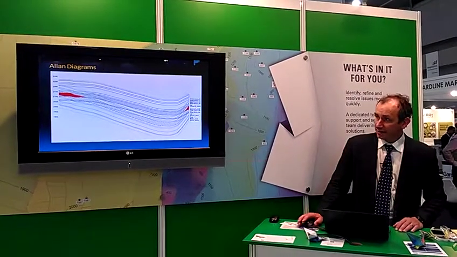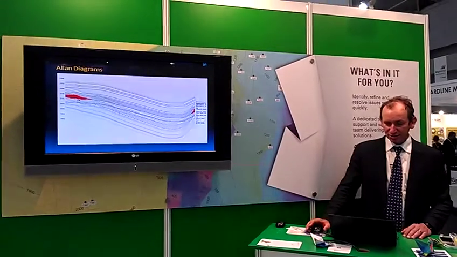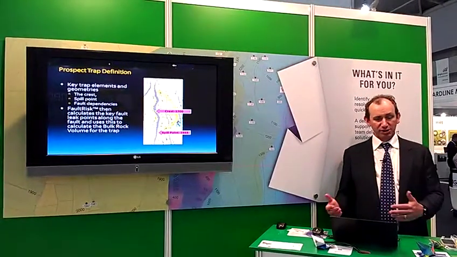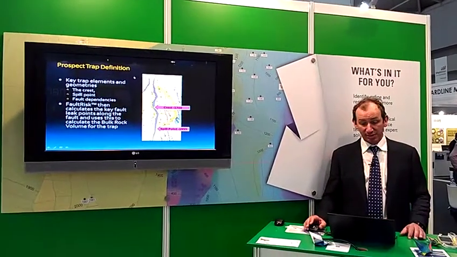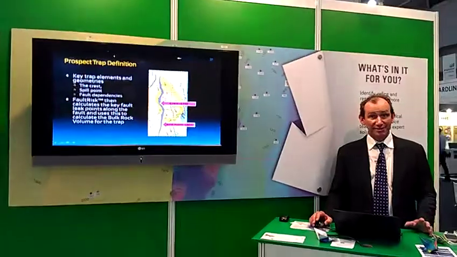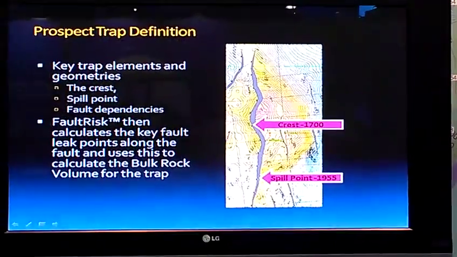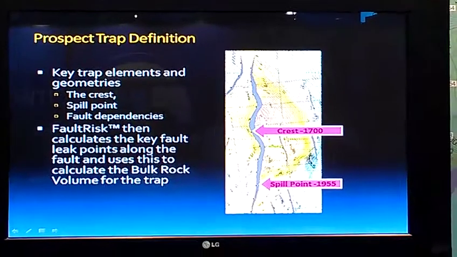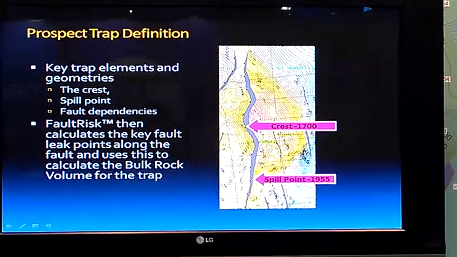So the Allan maps can get more and more complicated. As you can see here, we're looking at sand on sand juxtapositions. Looking at a prospect, the key elements are to go through and catalogue the trap elements. We want to know where the crest is, we want to know where the structural spill point is, and then we want to analyse that bit of the fault that's above the spill point. So we're interested in this bit of the fault in here. We don't care about the southern stretch, just above the spill point.